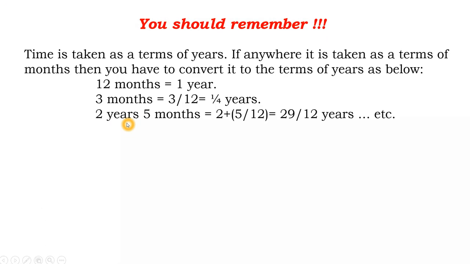Now you should remember one thing: it is similar to simple interest. Similarly, you have to take the time as years. If anywhere it is given in terms of months, then you have to convert it to years as below. That is, 12 months is 1 year, 3 months is 1 by 4 year, 2 months is 2 by 12 year, and 2 years 5 months you have to convert into a total in terms of years. That is 29 by 12 years.